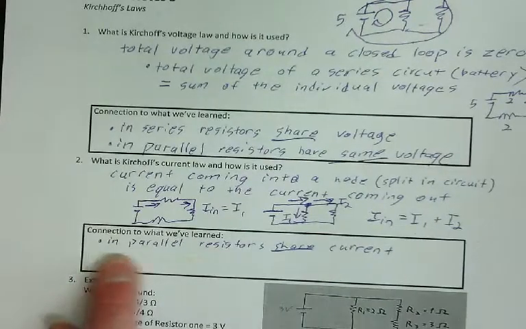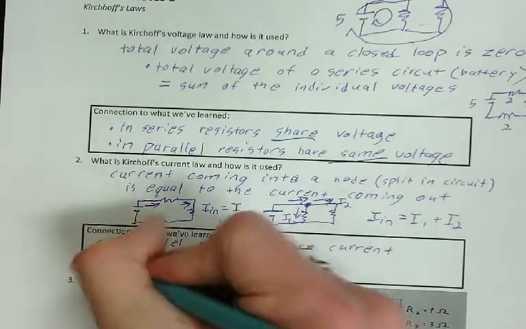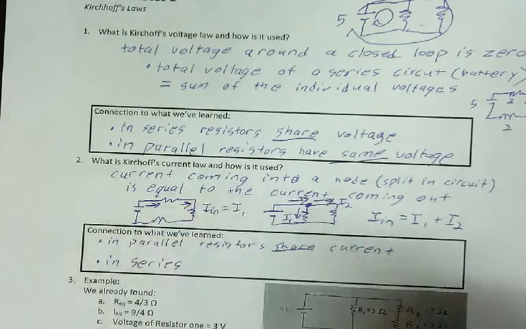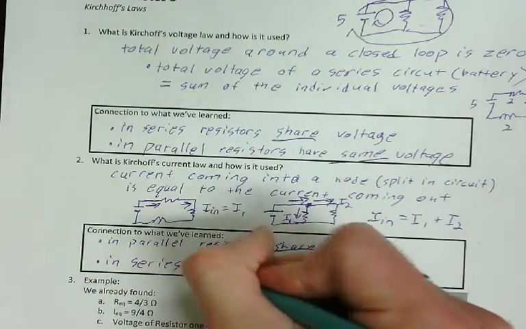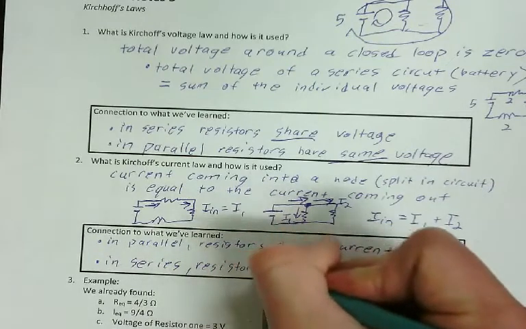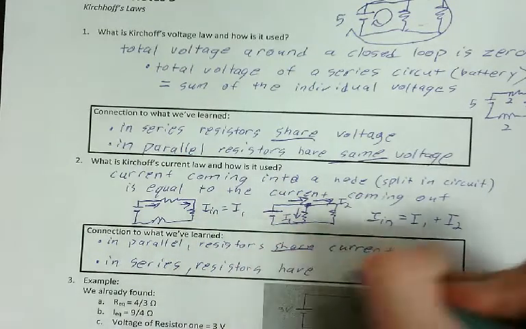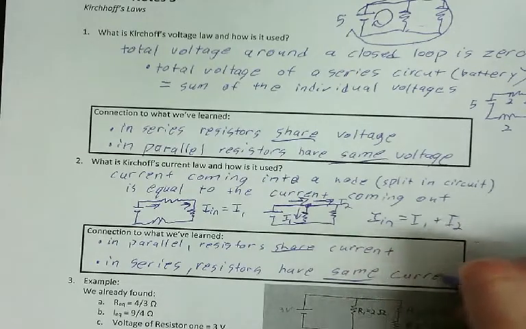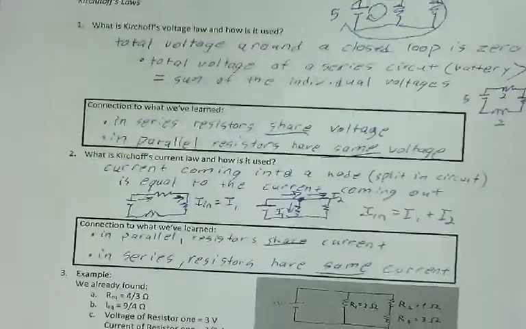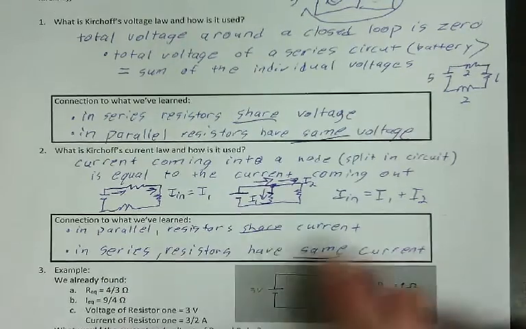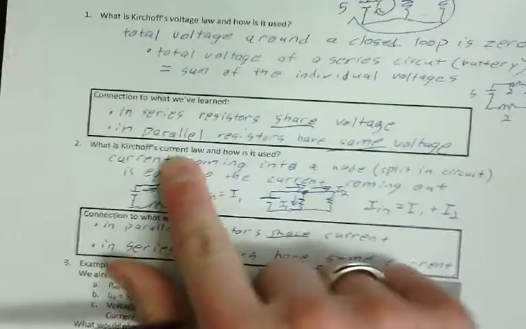So that means in parallel, resistors share current. In series, resistors have the same current. Again, you've seen this before. I'm just giving you a name for it. The name for why this happens is called Kirchhoff's current law.